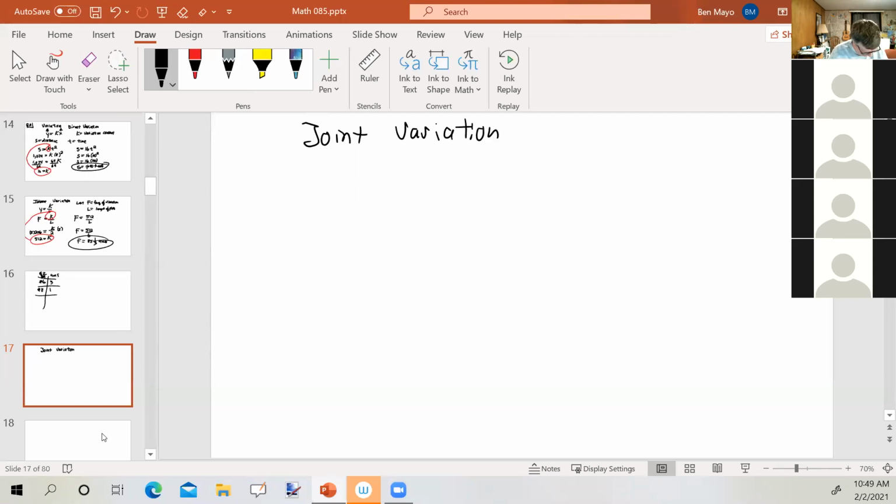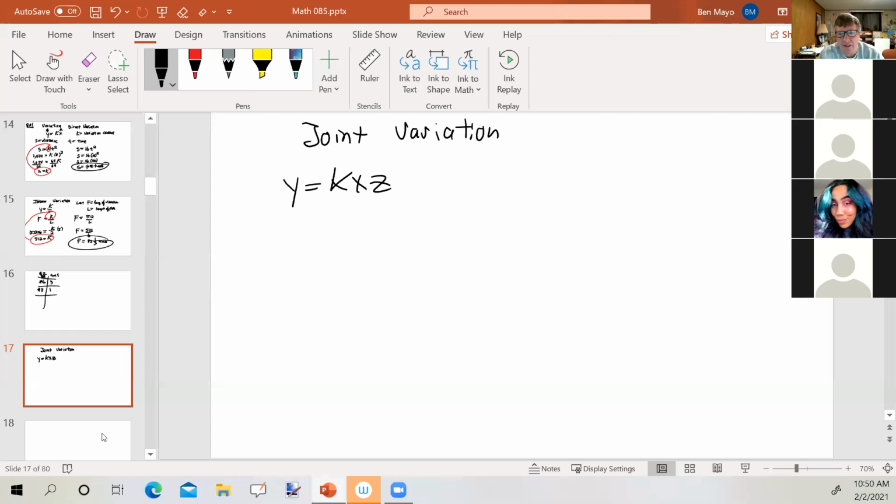Joint variation. Y equals K X Z. Do any of you have a joint checking account? Do you even have a checking account? Yeah. So you have a debit card? That debit card's tied to a checking account, isn't it? Yes. Are you the only person on that checking account? Yes. Do any of you share a checking account with somebody else, like maybe you're married? Anybody? Nothing? All right, fine.